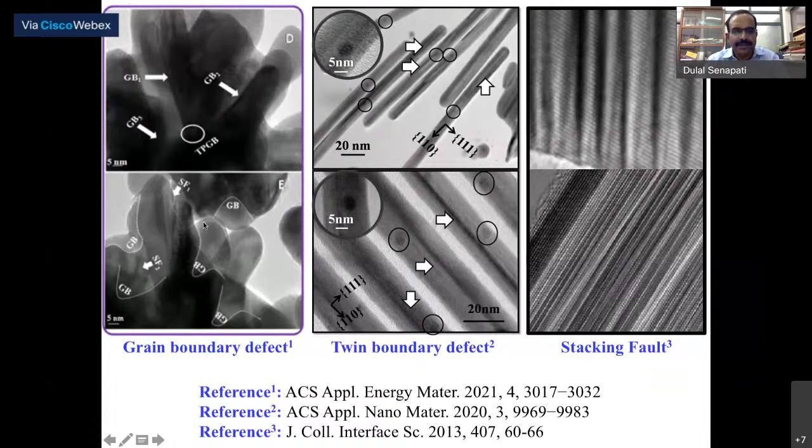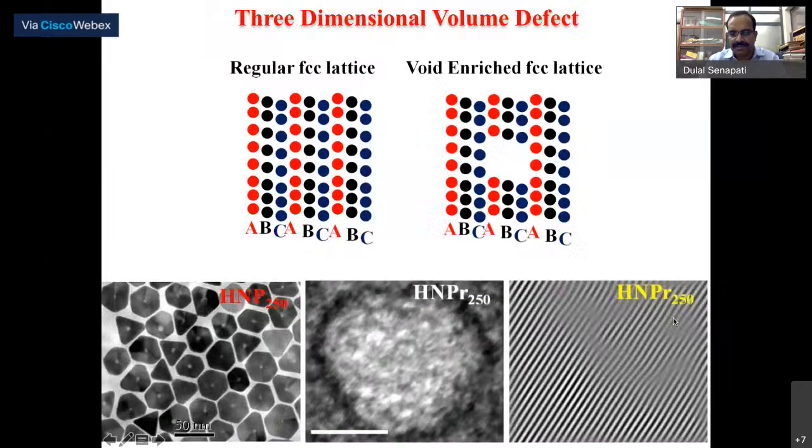So you can see the leftmost one, you can easily see that there are several grains. And here these black lines are actually the twin boundary. And the stacking faults you can easily read out from here, how the stacking faults are there.